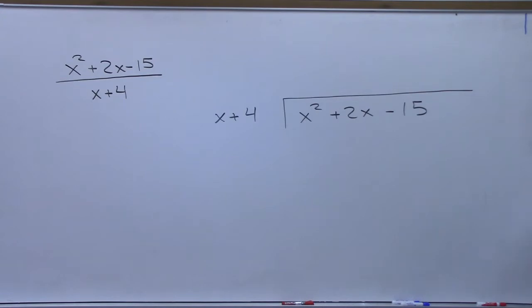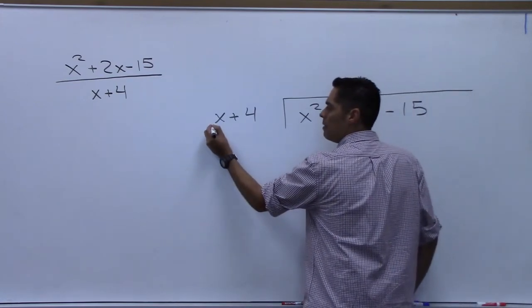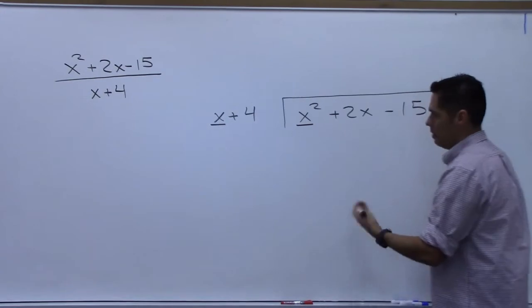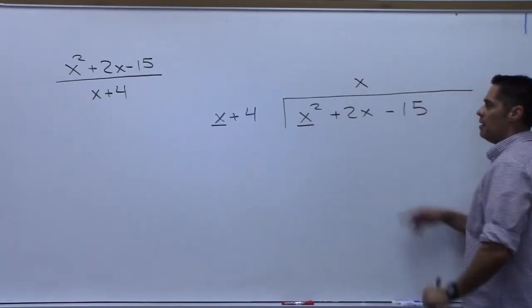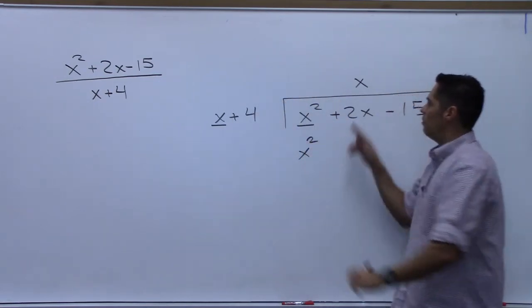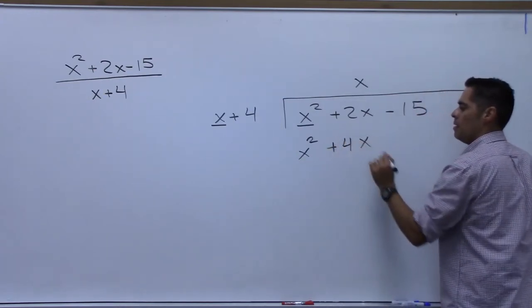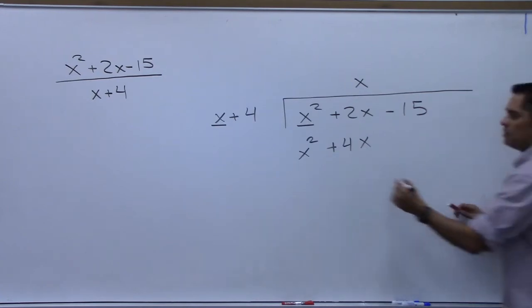Do you want to try that on your own? Let's do this one together, then the next one. Okay, that's fair. So I'm asking myself, what do I multiply x by to get x squared? x. Put that here. Then you multiply that x to here, get x squared. Multiply that x to here, get 4x. Line them up. And then don't forget to come through and subtract or change the signs.